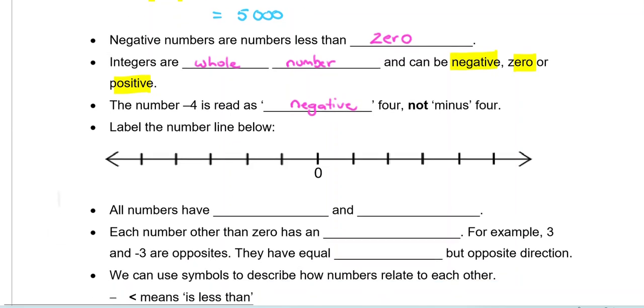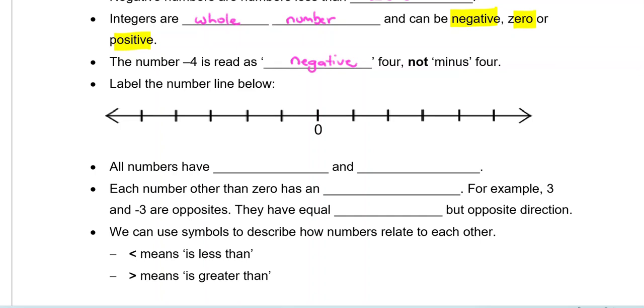Label the number line below. So 0 is always our starting point in the center. As you go to the right on that number line, we are counting up our positive numbers. So 1, 2, 3, 4, 5. And you'll see that there is an arrow on the end, which means that could keep going. I could make this number line as big as I want. As I go to the left, I'm doing the negative numbers. So -1, -2, -3, -4, -5.